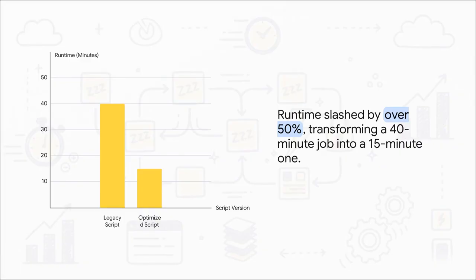The old legacy script on the left, a full 40 minutes. The new optimized version on the right, a breezy 15 minutes. We're talking about slashing the runtime by over 60%. So how is that even possible?